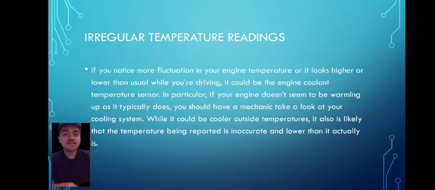Next one, number 2 is irregular temperature readings. If you notice more fluctuation in your engine's temperature, or it looks higher or lower than usual while you're driving, it could be the engine coolant temperature sensor. In particular, if your engine doesn't seem to be warming up as it typically does, you should have a mechanic look at your cooling system. While it could be cooler outside temperatures, it is also likely that the temperature reported is inaccurate and lower than it actually is.